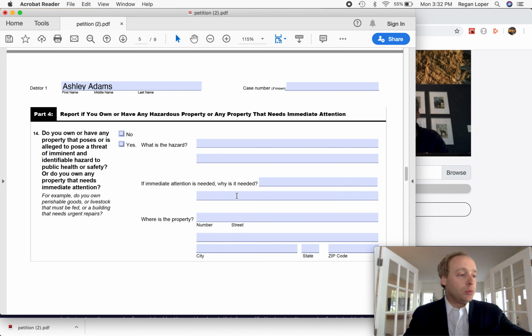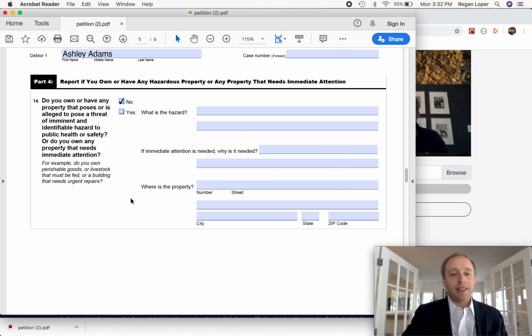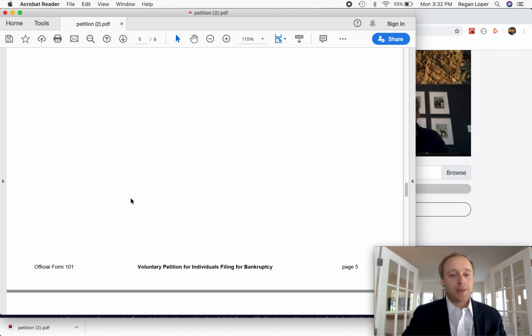Okay, moving on to part 4. Report if you own or have any hazardous property or any property that needs immediate attention. And Ashley here selected no. She doesn't actually own any real property, and so that makes this really quite simple to answer. Obviously, if you do own property and you have any reason to believe that there's a hazardous situation that poses a threat to public health or safety, that's something you're probably going to want to consult with an attorney about. That probably doesn't need to be said, but is worth saying anyways.